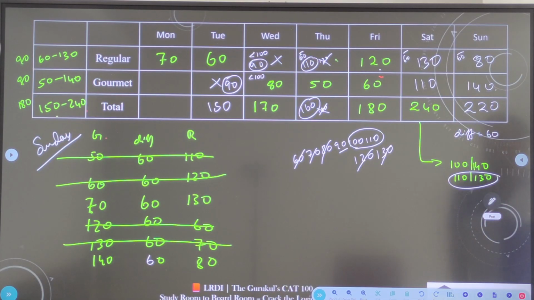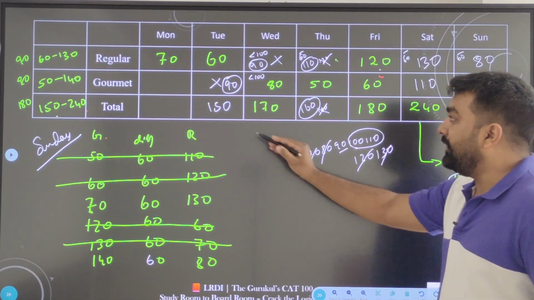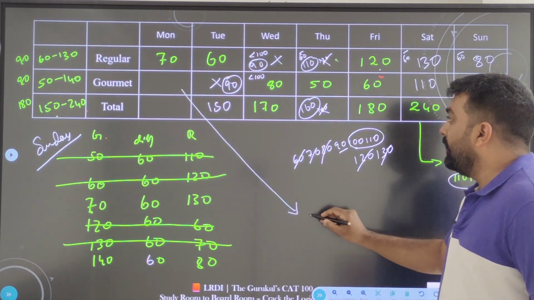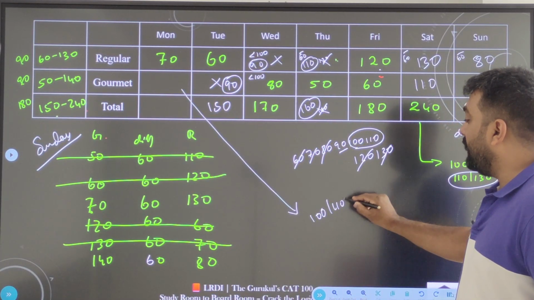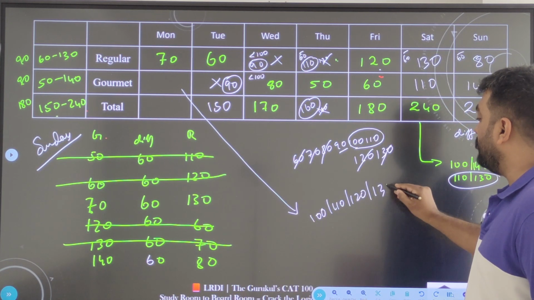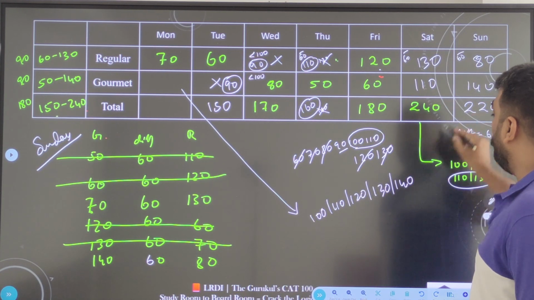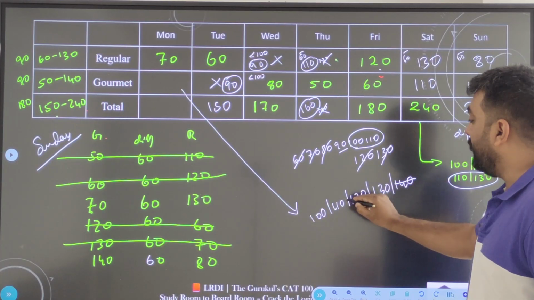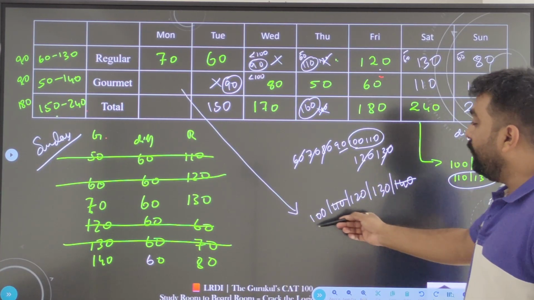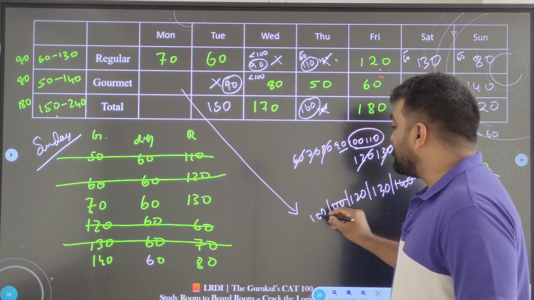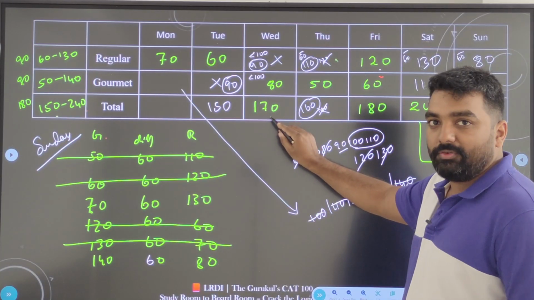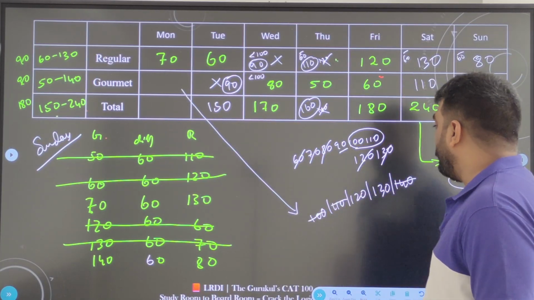We need to fill up the government of Monday. How can we fix that value? Less than 90, there are already three values, 50, 60 and 80. So whatever is more than that, it should be more than 90. This value should be either 100, 110 or 120 or 130 or 140. But 140 is occupied here, 110 is occupied here. If I take 100 plus 70, it will become 170. 170 is already here, so it should not be 170.